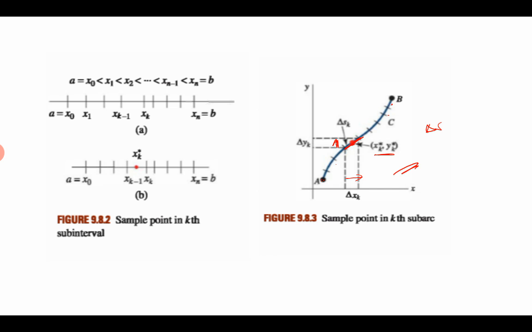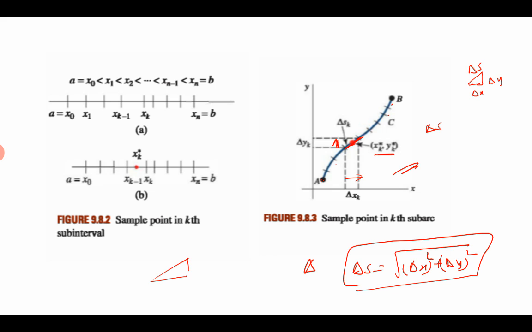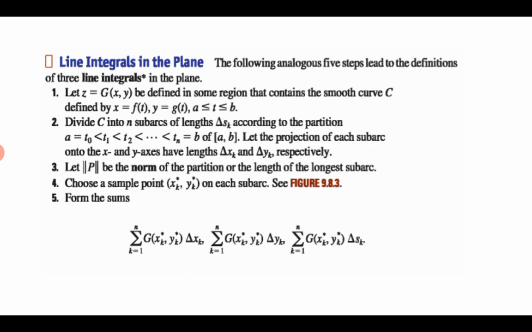And remember, there will be a relation between them. In a very small part of the curve, del x, del y and del s look like a triangle. Therefore, by Pythagoras theorem, del s is nothing but the square root of del x whole square plus del y whole square. This rule is necessary for further derivations.